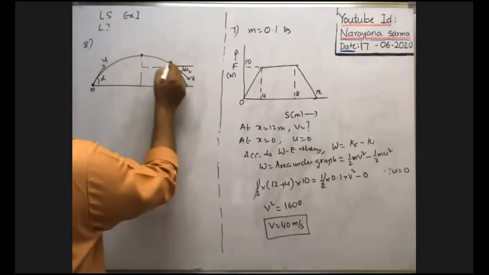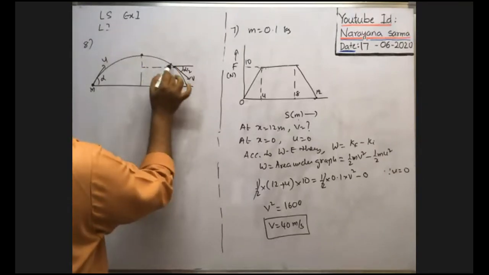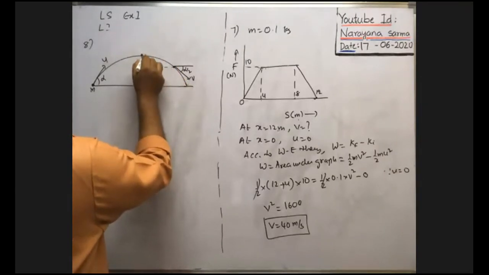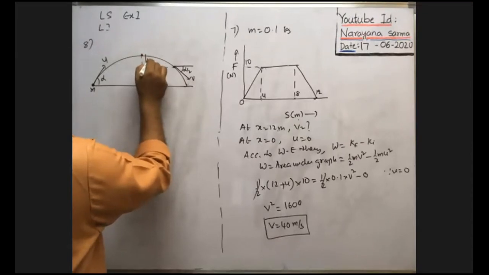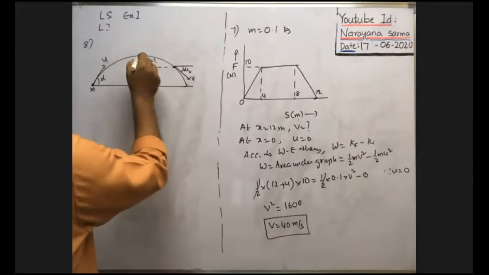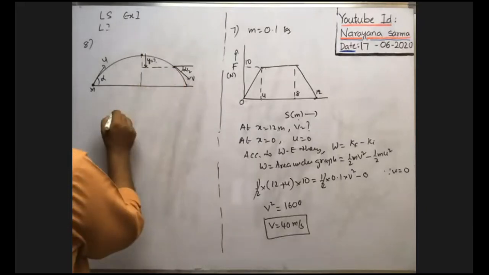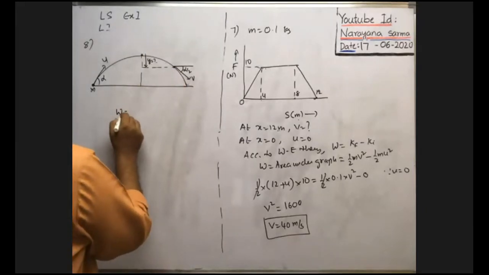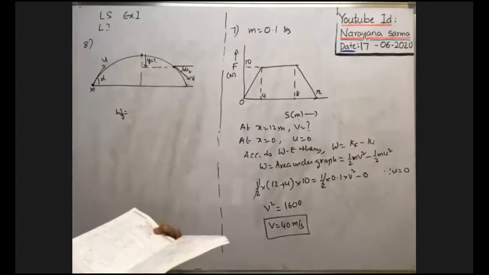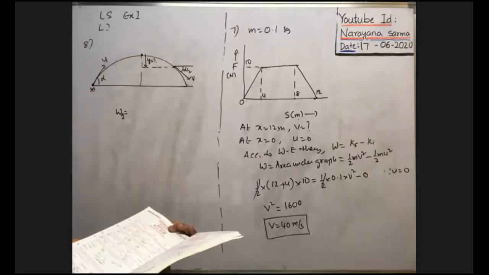a distance. Whenever the body comes from this position to this position along the vertical direction, what is the distance traveled? That is, say, y. If you know y, then the weight of the body always acts vertically downwards. That's why the work done is equal to the work done by gravity. In the problem, they asked for the work done by gravity.